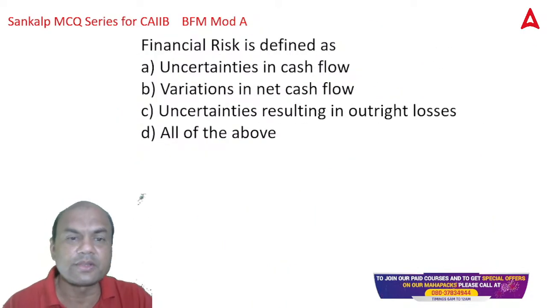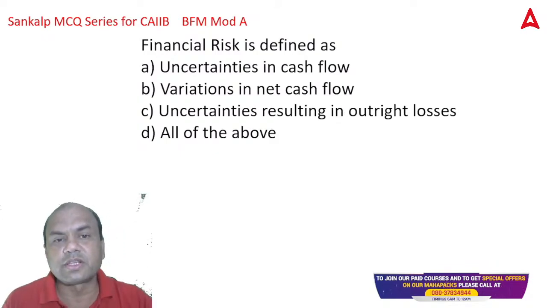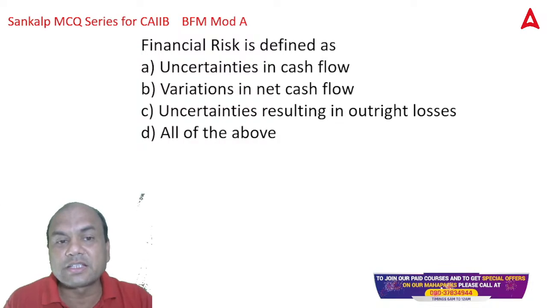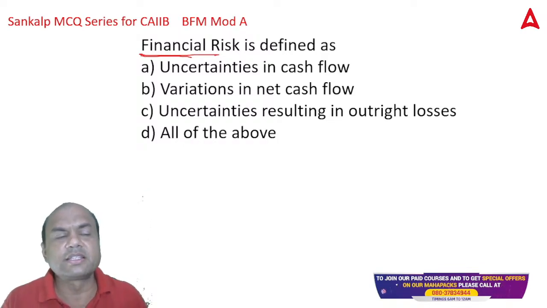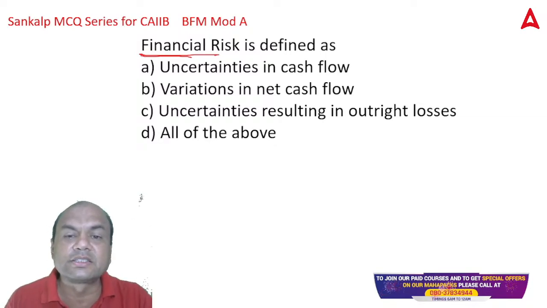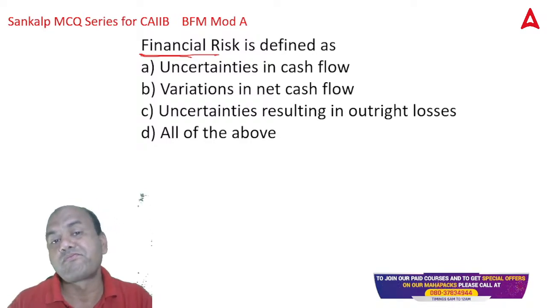Okay? Next one. Financial risk is defined as what? What is the financial risk? See here, financial means what? Related to finance. Okay? Financial risk is defined as uncertainties in the cash flow. Second, variations in the net cash flow. Uncertainties resulting in outright losses, and all of them.